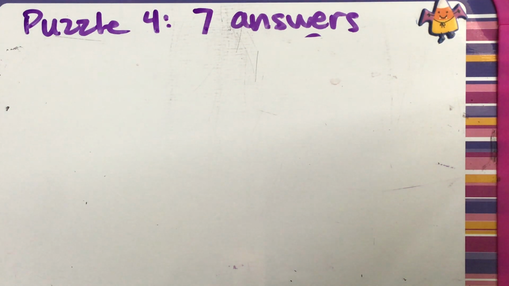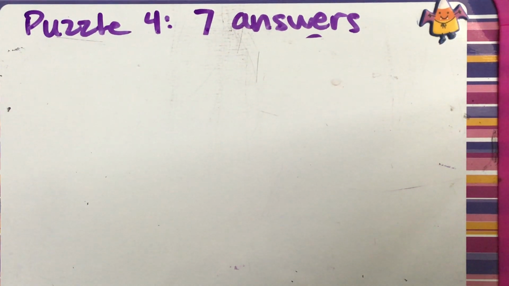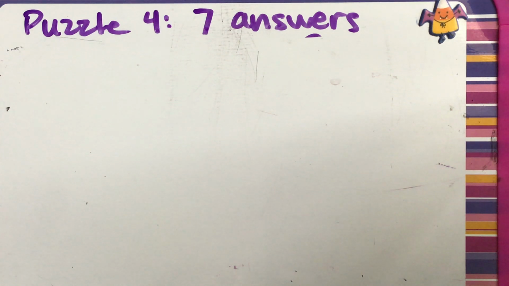Hi, so here is the Big Kahuna. This is puzzle 4, and there are going to be 7 answers. And remember, once you find the answers, you're going to use that code cracker to match the answers to the letters. And then you're going to unscramble those letters to find the hobby.